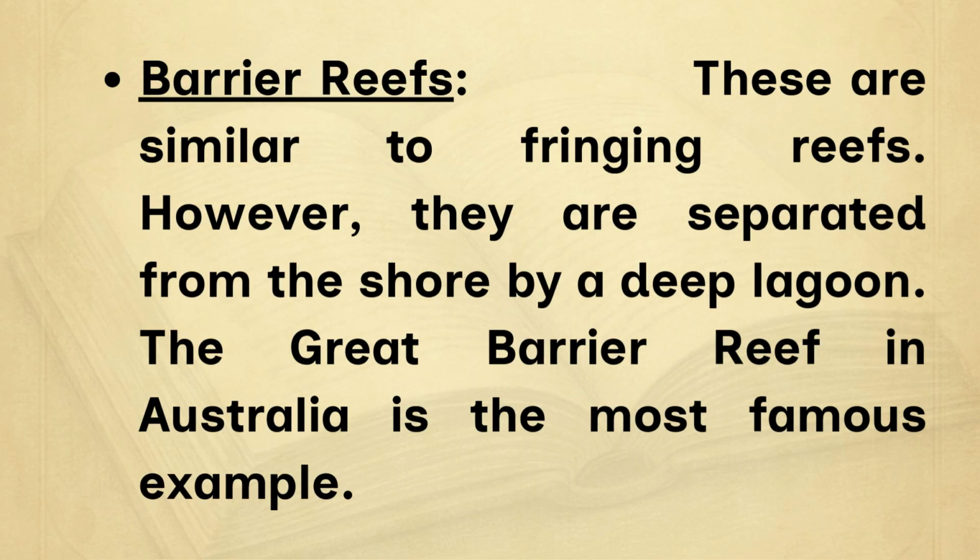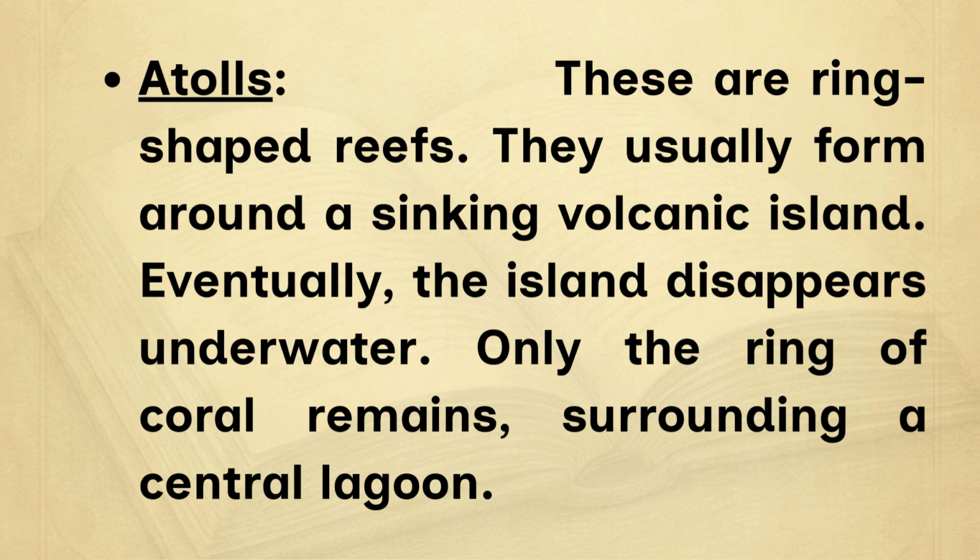Barrier reefs. These are similar to fringing reefs. However, they are separated from the shore by a deep lagoon. The Great Barrier Reef in Australia is the most famous example. Atolls. These are ring-shaped reefs. They usually form around a sinking volcanic island. Eventually, the island disappears underwater. Only the ring of coral remains, surrounding a central lagoon.